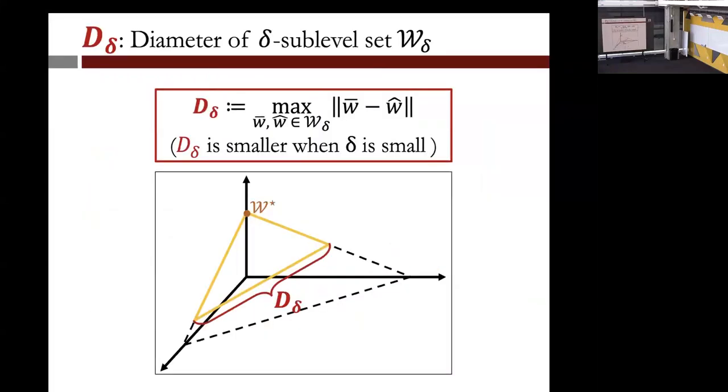And I'm going to talk about three different objects. One is, for a given delta, what is the diameter of this set? And that's going to be capital D sub delta. And I'll always show it in red. So that's going to be one condition number.